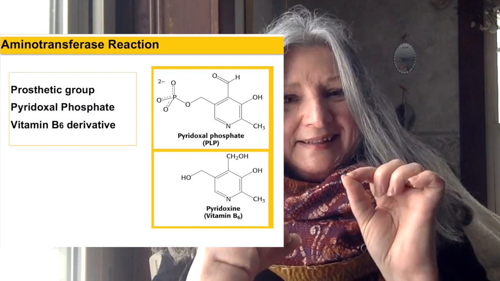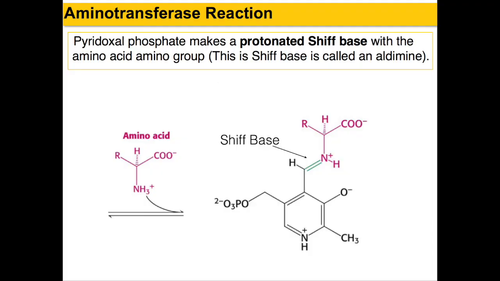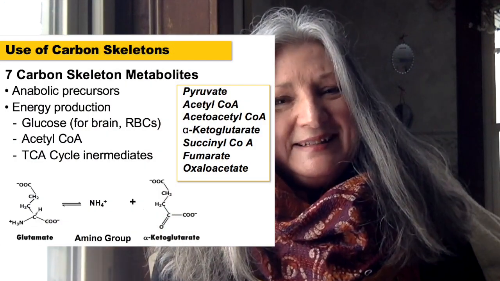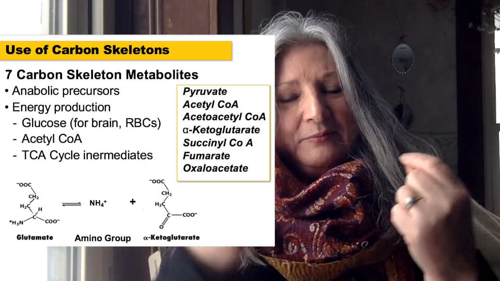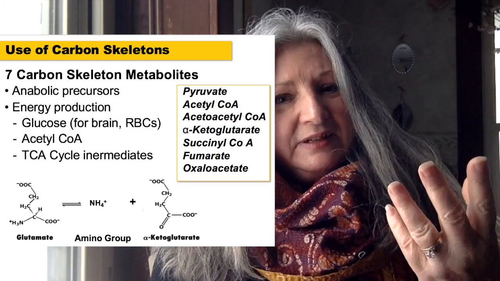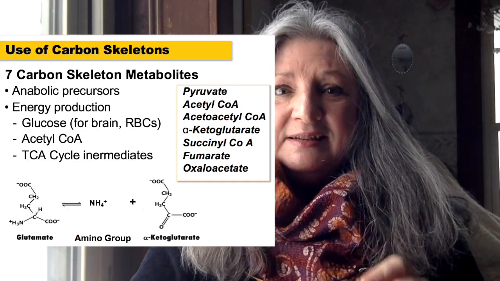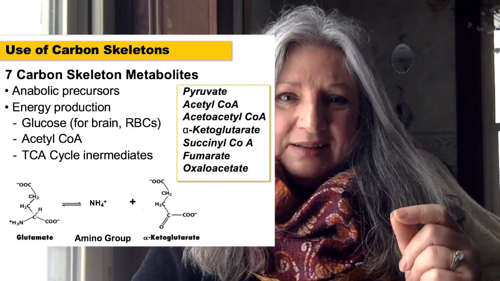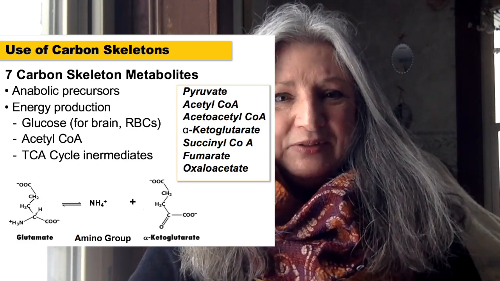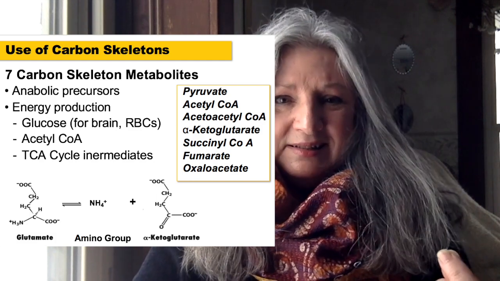What holds on to that amino group? Oh, that is very cool. It's something that's called pyridoxal phosphate, and it makes a Schiff base to the amino group and holds on to it. Once you break down these amino acids, you get a specific group of metabolites that are formed. There are 7 of them, and they're shown here. Pyruvate, acetyl-CoA, acetoacetyl-CoA, alpha-ketoglutarate, succinyl-CoA, fumarate, and oxaloacetate. You do need to know these because they're really important intermediates, and we've seen so many of these before. Many of them are intermediates in the TCA cycle.